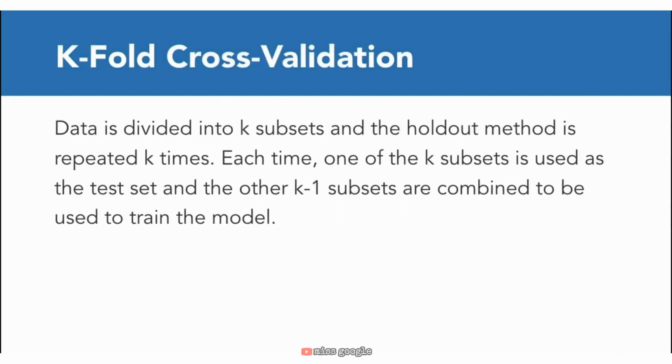The next definition is a new one, k-fold cross-validation. This is a process by which data is divided into k subsets, and the holdout test method is repeated k times. Each time, one of the k subsets is used as the test set, and the other k-1 subsets are combined together to be used to train the model. This is another tool that is really helpful to gauge a model's ability to generalize to unseen examples. Let's look at an example to see if we can clarify this a bit.